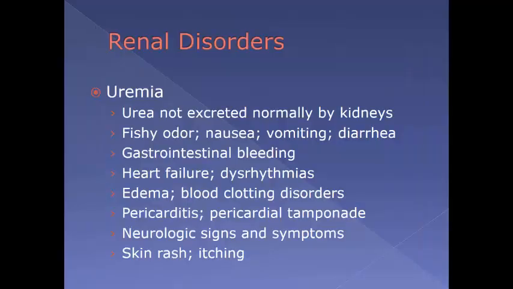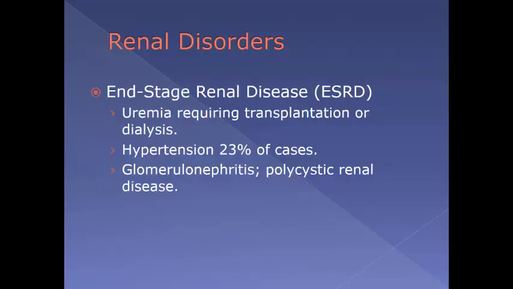All right, now your uremia, this is where the urea, which is one of the products of urine, is not excreted by the kidneys. It causes a fishy odor and nausea, vomiting, and diarrhea in the patients. It can cause GI bleeds, heart failure, dysrhythmias, all kinds of really nasty things that can occur with this, okay? With this uremia, they need dialysis or they need a transplant.